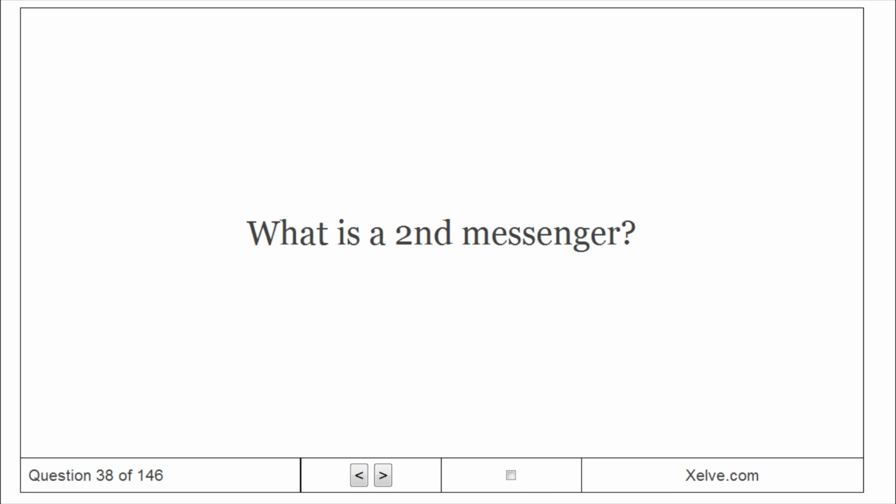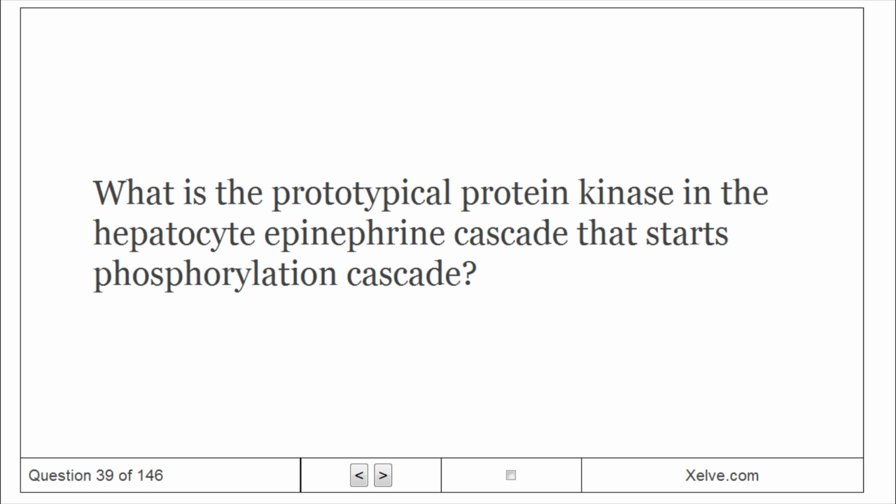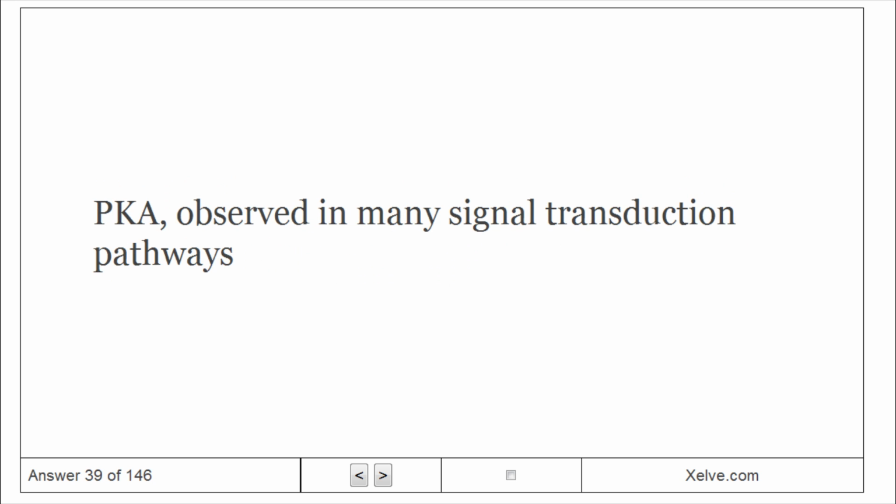What is a second messenger? A diffusible signaling molecule that is rapidly created or secreted in order to transduce a signal via binding to effector proteins. What is the prototypical protein kinase in the hepatocyte epinephrine cascade that starts the phosphorylation cascade? PKA, observed in many signal transduction pathways.